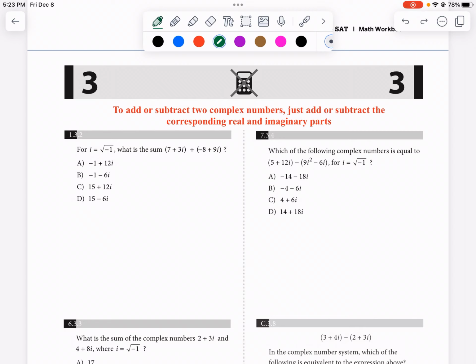Let's get started. Today we are going to solve some questions for complex numbers. The first part is going to be all about adding and subtracting complex numbers, and the second part, multiplying and dividing complex numbers. Let's get started.